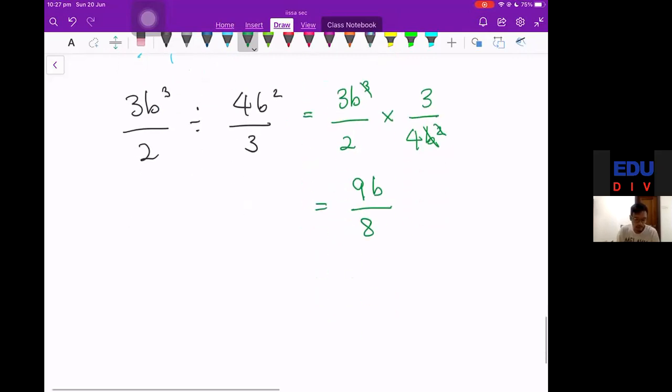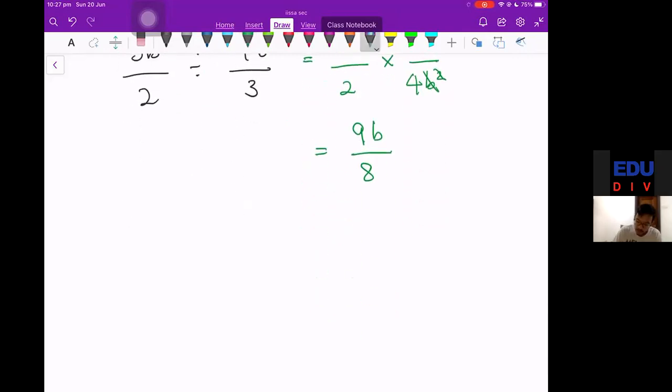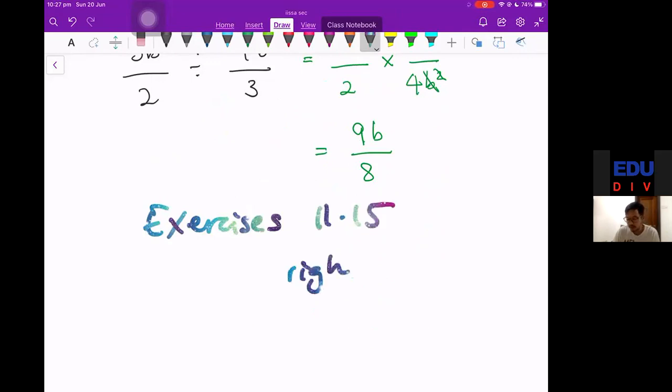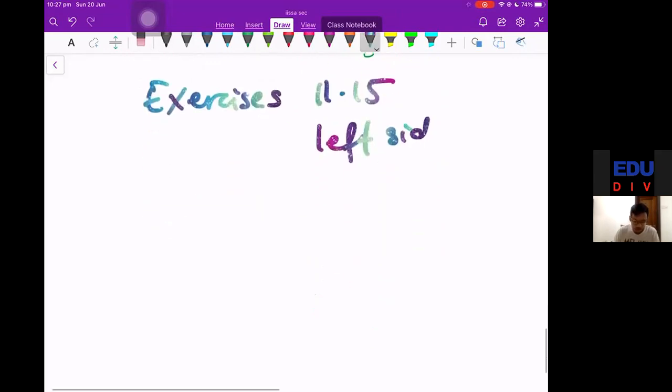Simple enough. So with that, can you do exercise 11.15 and do the left side.